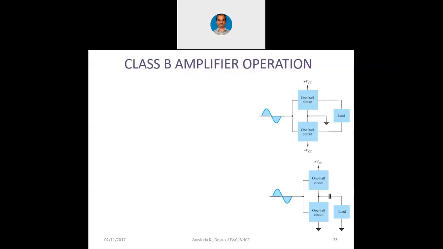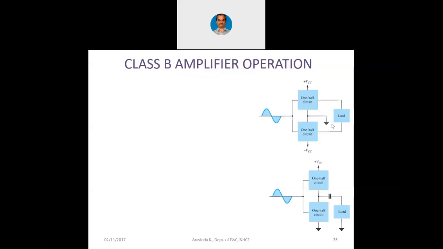In that manner, this is the class B operation, where you can see in the positive cycle one switch will be conducting and in the negative cycle another switch will be conducting. For example, in the positive cycle NPN will be conducting and in the negative cycle PNP will be conducting. That is why you are seeing here plus VCC and minus VCC, or minus VEE to be precise. This is one type of circuitry.